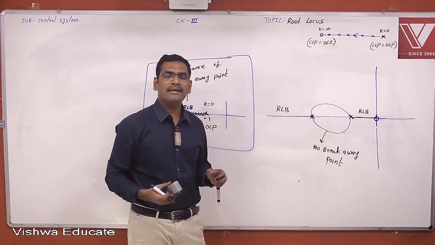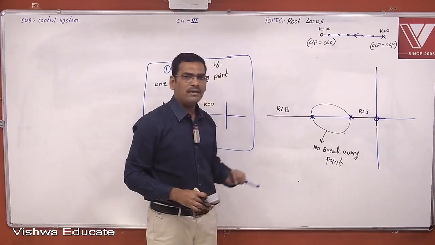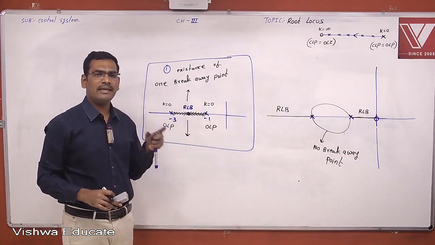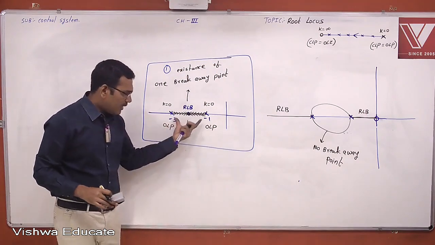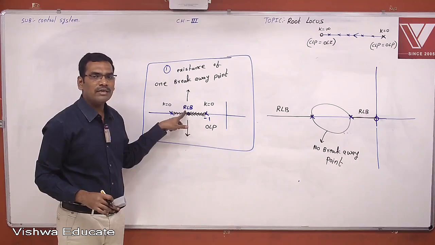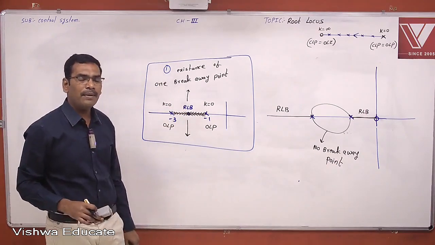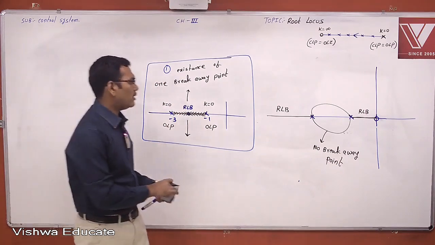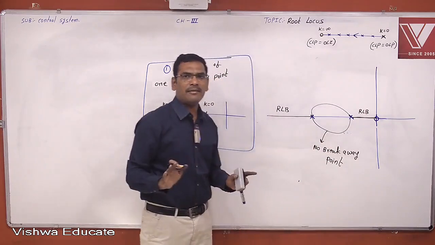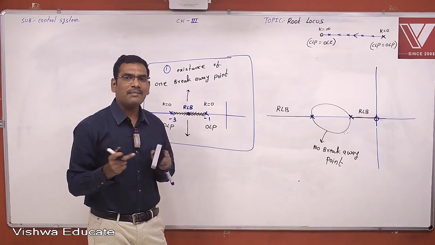How can you say that there is leaving or entering? Understand or not? There is no break point. Don't blindly remember that two poles break away and two zeros break in. That is a wrong statement. If there exist two adjacently placed poles and between them there is a root locus branch, then only is there a chance of one breakaway point. Here there is no breakaway point.